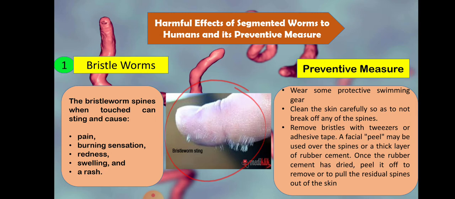And the preventive measures for this one are that you can wear some protective swimming gear. Clean the skin carefully so as to not break off any of the spines. Third, remove bristles with tweezers or adhesive tape. A facial peel may be used over the spines, or a thick layer of rubber cement. Once the rubber cement has dried, peel it off to pull the residual spines out of the skin.